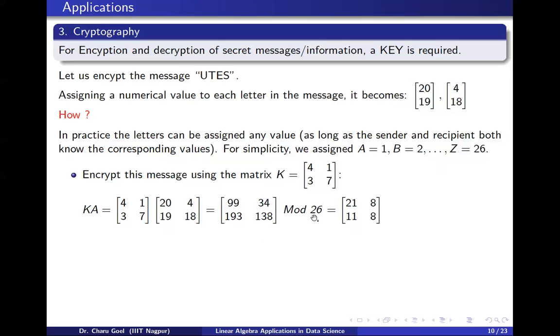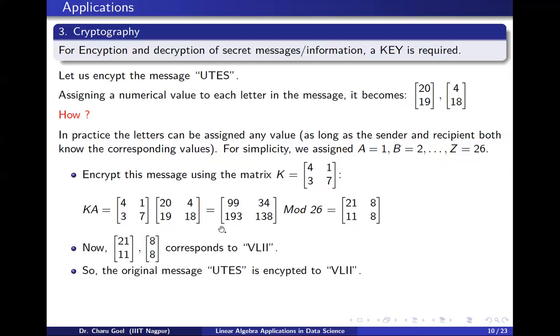So modulo in mathematics means we'll take the multiple of 26, whatever comes here, and then the remainder. Let me take 34. 34 is 1 times 26 plus 8. So if I divide 34 by 26, the remainder will be 8. Similarly, 138, if I divide by 26, the remainder will be 8, and so on for 99 and 193. So pre-multiplying the matrix of my message, I am getting 21, 8, 11, 8.